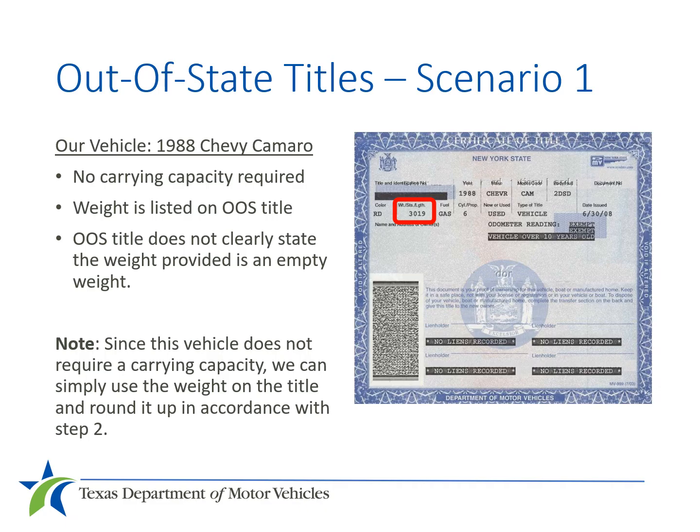The reason for this is, if an out-of-state title indicates a weight and the vehicle does not require a carrying capacity, we can be sure that the weight provided is the total registered weight of the vehicle. If the vehicle requires a carrying capacity, the only way we can be sure the weight on the title is an empty weight or gross vehicle weight rating is if it clearly states that on the title. In summary, with an out-of-state title, if the vehicle is a car, we can use any weight provided. If the vehicle requires a carrying capacity, the weight will need to clearly indicate that it is an empty weight or a gross vehicle weight rating to be utilized.